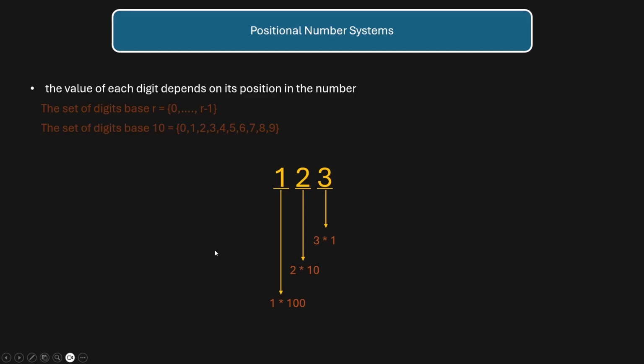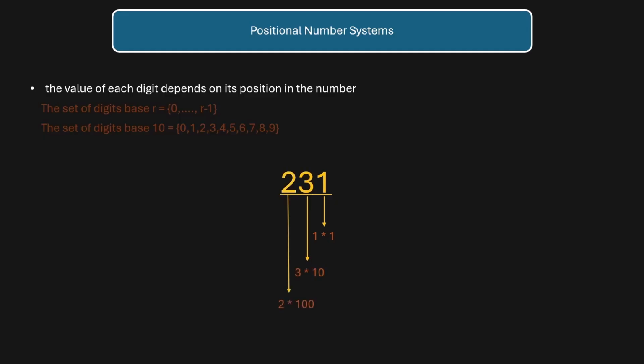But to make the concept clear, let's take another example. Using the same digits, we can form another number, for example, 231. You can see that when the digits are rearranged, the value of the number also changes. The value of the 1 is 1 times 1. The value of the 3 is 3 times 10. And the value of the 2 is 2 times 100. As a result, the value of each digit is related to its position in the number.